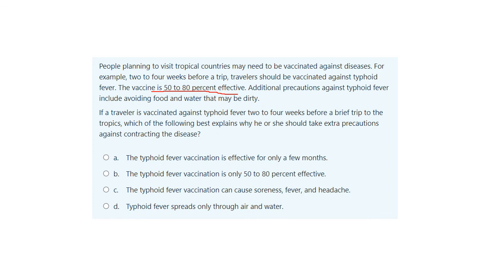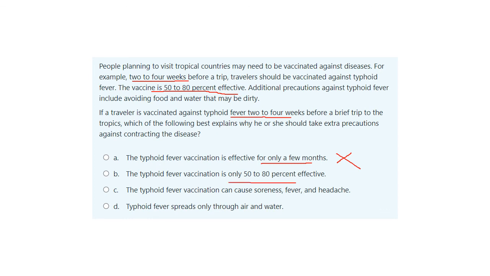Well, if it happened only 2 to 4 weeks before, that is correct, 2 weeks before. So effective for only a few months? Well, if it was vaccinated 2 to 4 weeks before, they would still be vaccinated for the next 2 to 3 months. So this does not make sense.